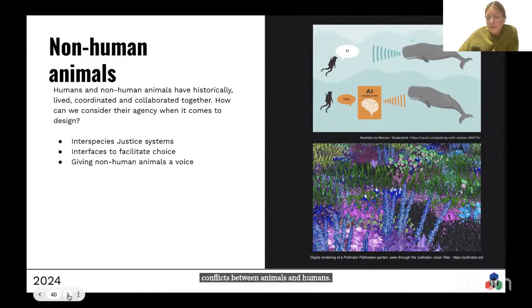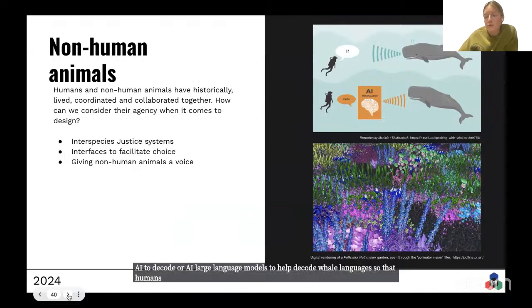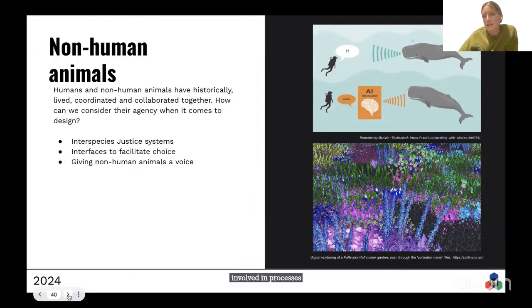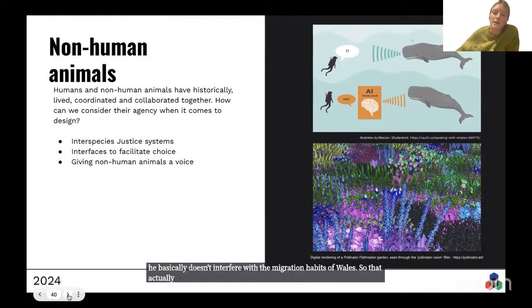Two of the examples I've given here, one is from the SETI project. They're actually using AI, or AI large language models, to help decode whale languages so that humans can be involved in processes of designing systems whereby shipping basically doesn't interfere with the migration habits of whales. That actually will help to redesign different transit systems globally.